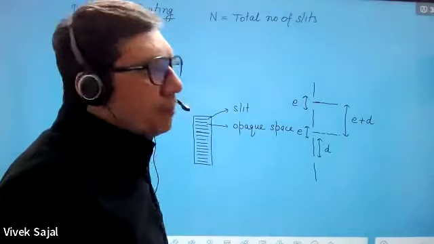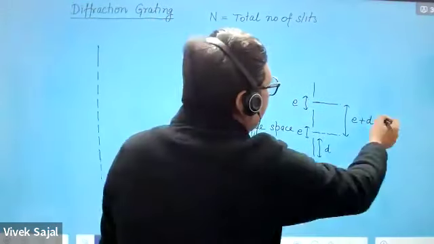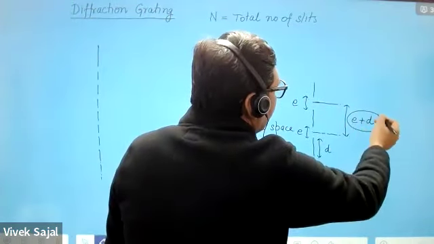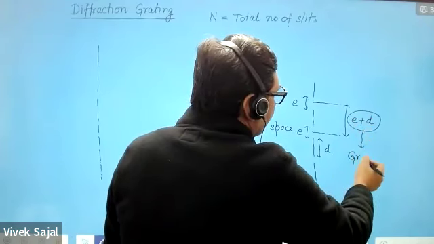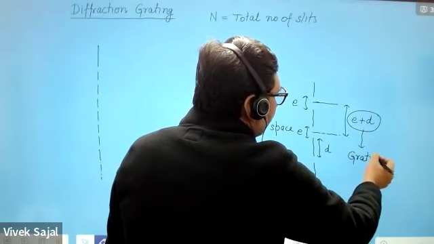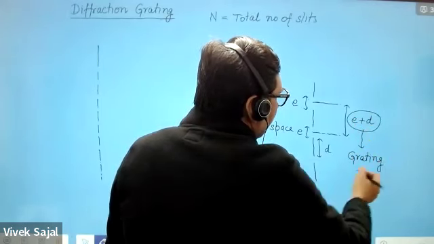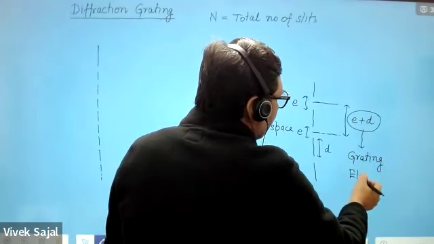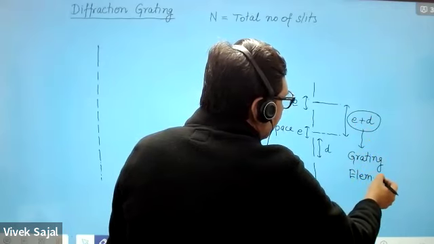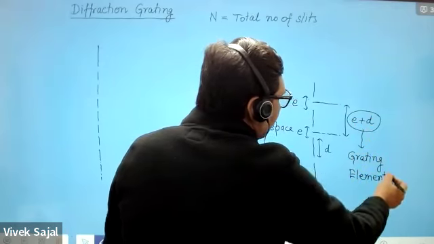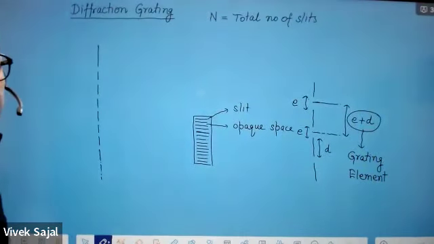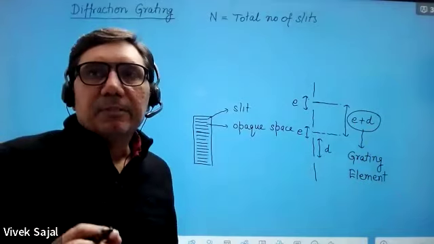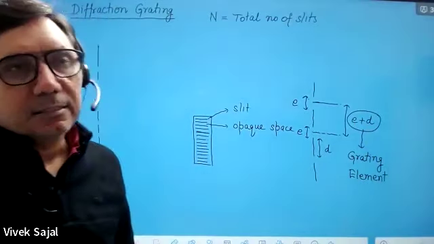And here in the case of grating, we call this e plus d the grating element. So if someone asks you what is grating element, the grating element is the separation between two successive slits.